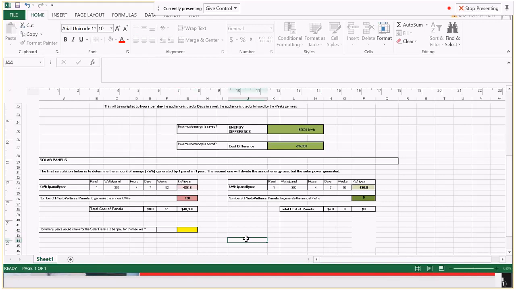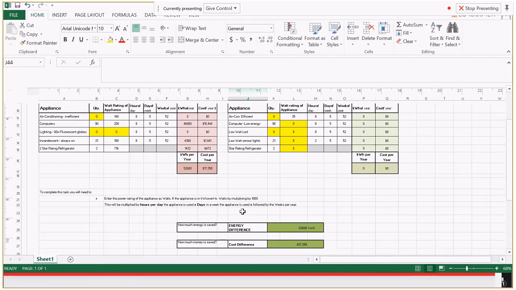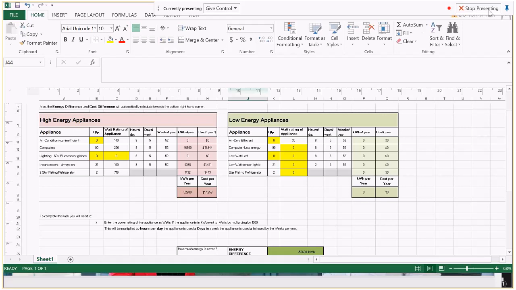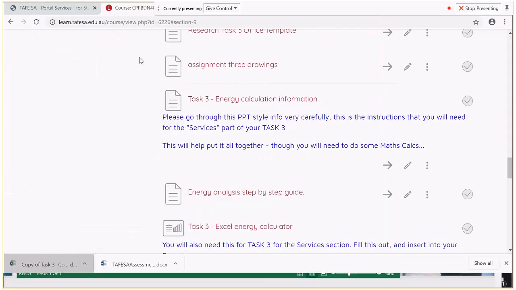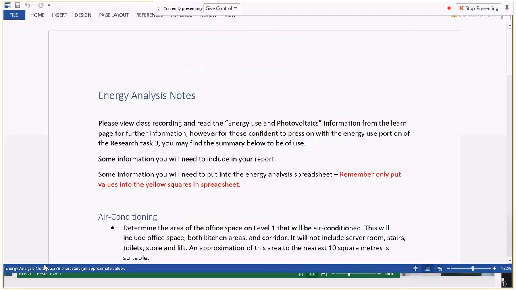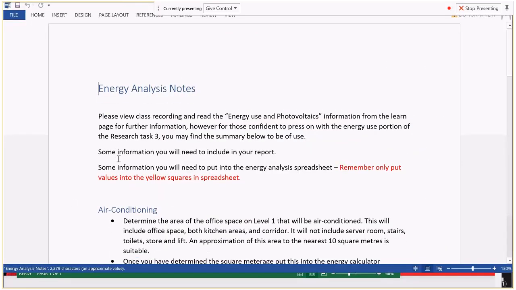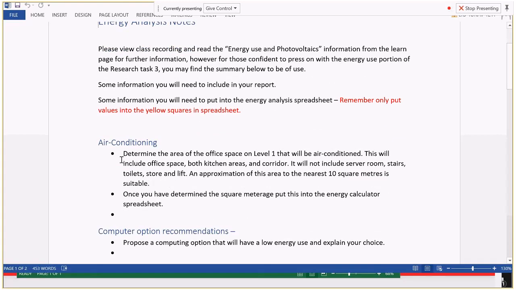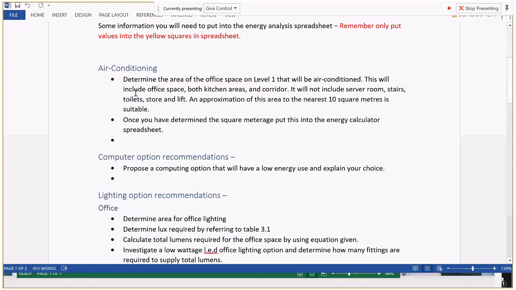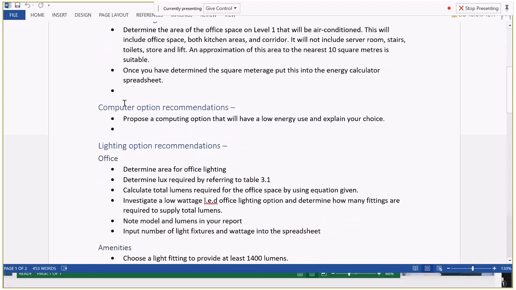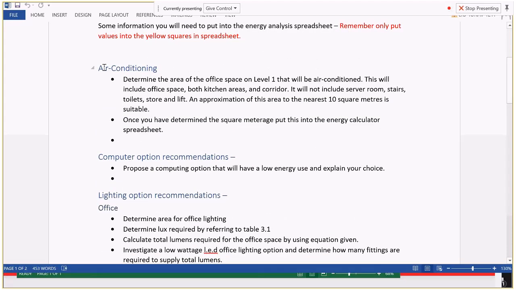So that's our energy analysis spreadsheet. We'll revisit that again in a little bit. Have a quick look at this energy analysis step-by-step guide I put up today. It's simply a Word document. It says some of the things that I already said just now, but then it also sets out all the things you have to do for your air conditioning. So determine the area of the office space on level 1 that will be air conditioned, and so on. Once you've determined the square meterage, put this into the energy calculator spreadsheet.